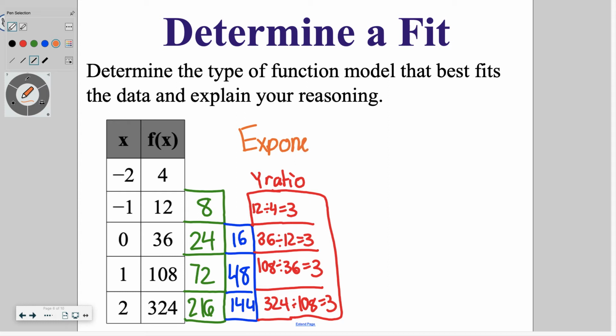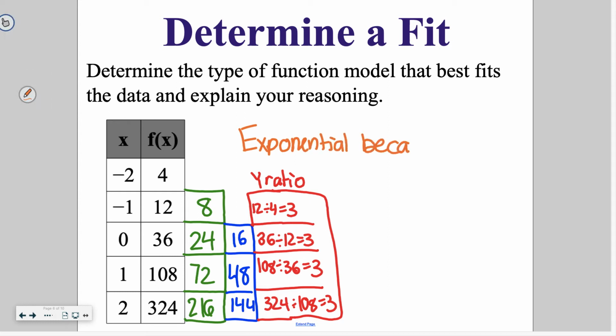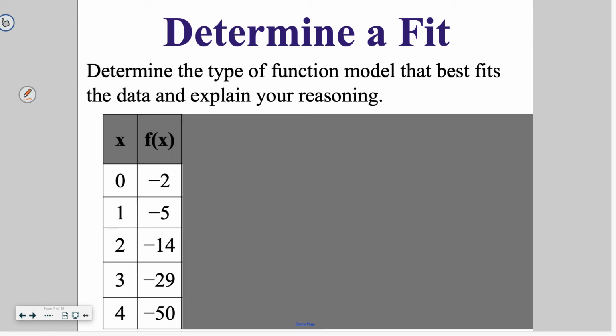So I would say what kind of function it is, and then I would say because the y ratio is constant. So you have to say what type of function it is and which one of those three things tells you that. Go ahead and try this one on your own.